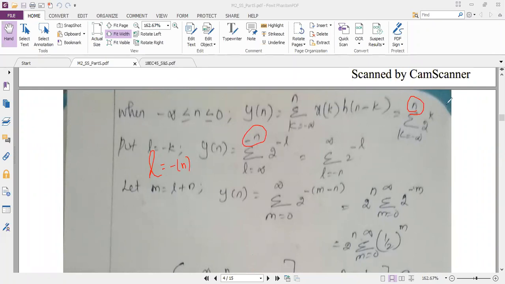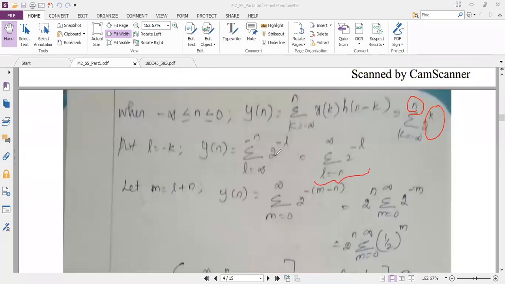Then I have 2 power k. K should be replaced with, so L is equal to minus k. Then what is k? K is equal to minus L. So I have just done the replacements to the new variable L. I will explain why I have done this substitution later.